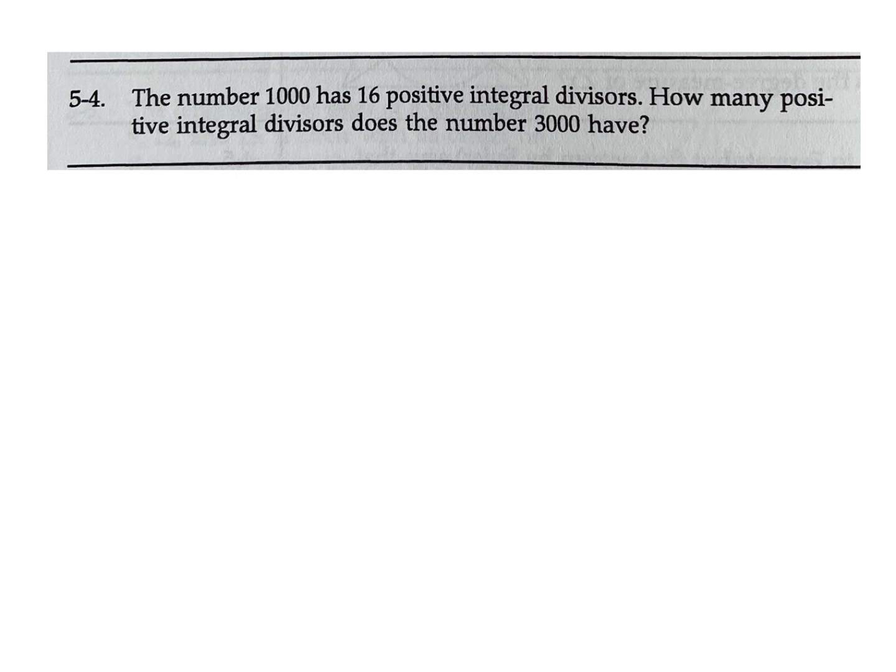The number 1000 has 16 positive integral divisors. How many positive integral divisors does the number 3000 have? Okay, well, I don't know if you call it a trick, but it's a formula. If you have a number and you do its prime factorization, and it's p to the power of a and q to the power of b, the number of divisors would be a plus 1 times b plus 1.